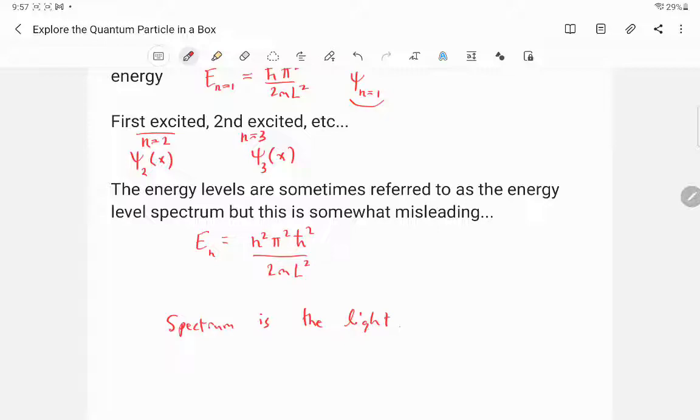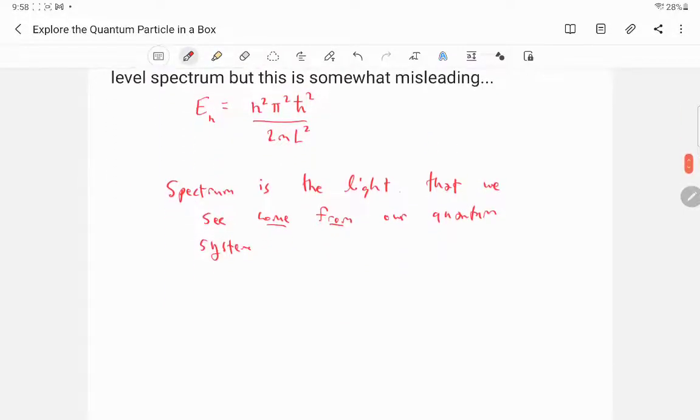Spectrum is the light that we see come from our quantum system. The light actually isn't part of the quantum system, but the light is the way our system switches quantum states. So here is a possible transition.